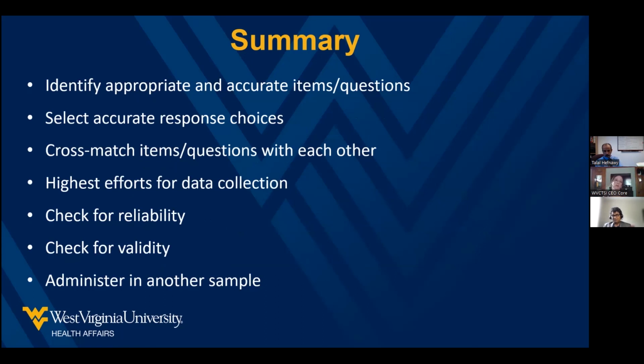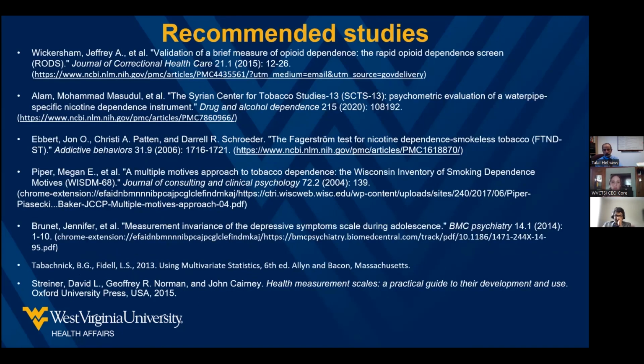Cross-match the items so that your items are okay. Put highest efforts on data collection, like follow all the procedures so that you can get good quality data. And check for the reliability, check for the validity, and also always administer in another sample. If it gives you a good result, then your scale is good. And here are the recommended studies.